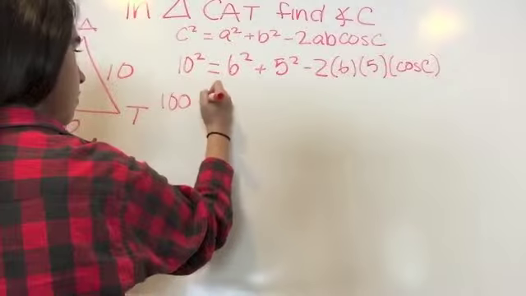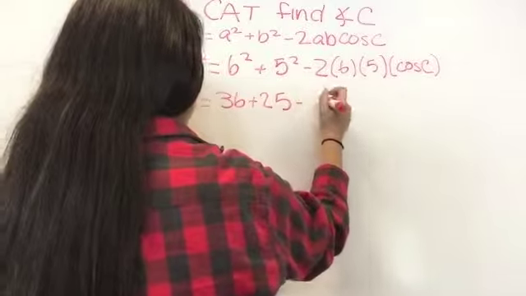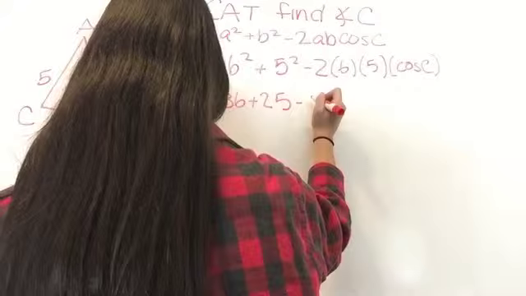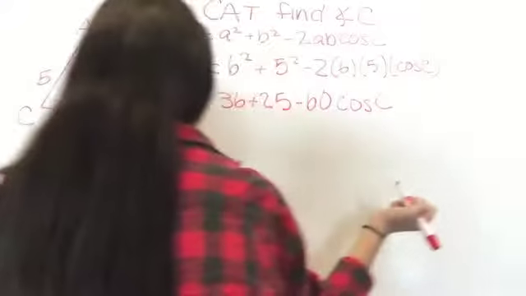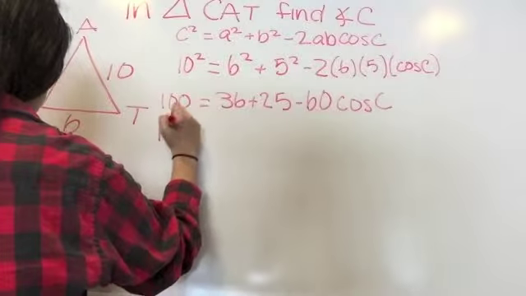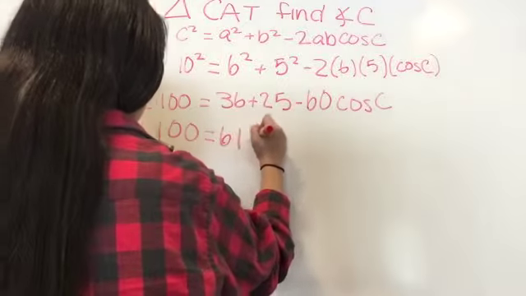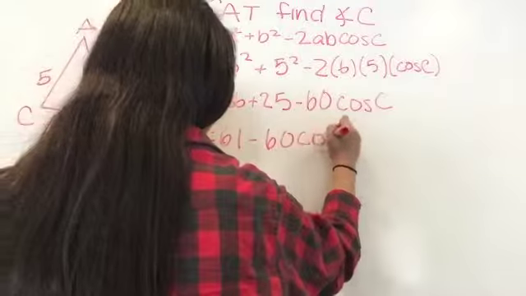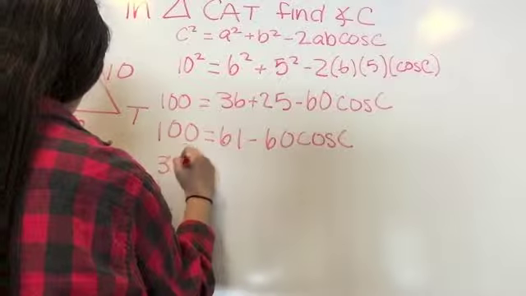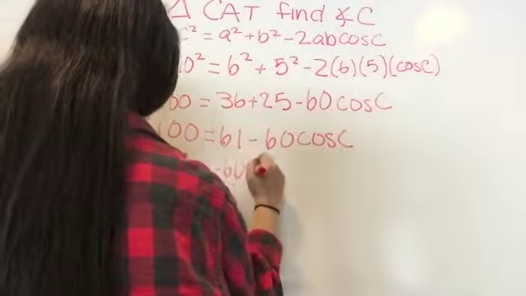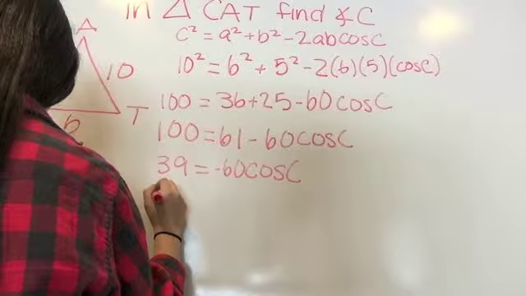As you begin to solve it algebraically, you find that 100 equals 36 plus 25 minus 60 cos c, because 10 squared is 100, 6 squared is 36, 5 squared is 25, and 2 times 6 times 5 is 60. Then 100 equals 61, because 36 plus 25 is 61, minus 60 cos c. Because you are trying to isolate c in order to find it, you must move the 61 to the other side. In order to do this, you subtract 61 from 100, getting 39 equals negative 60 cos c.